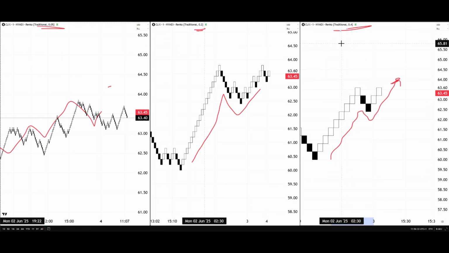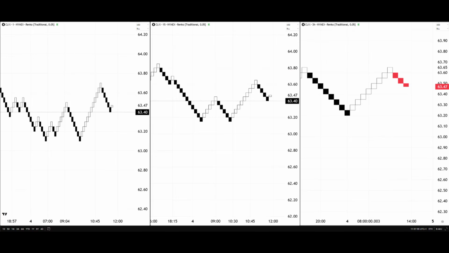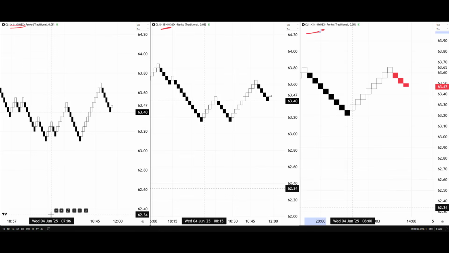Now, moving on from that, I just want to show you how you can change the time, keeping these block sizes. Let's stick with the 0.05 block size and show you how changing the time affects things. So all I've done here is I've changed the time frame. So the first one on the left is a 1 minute, then we got 15 minute, then we got 3 hour. Now let's take a look at what's happened to that.